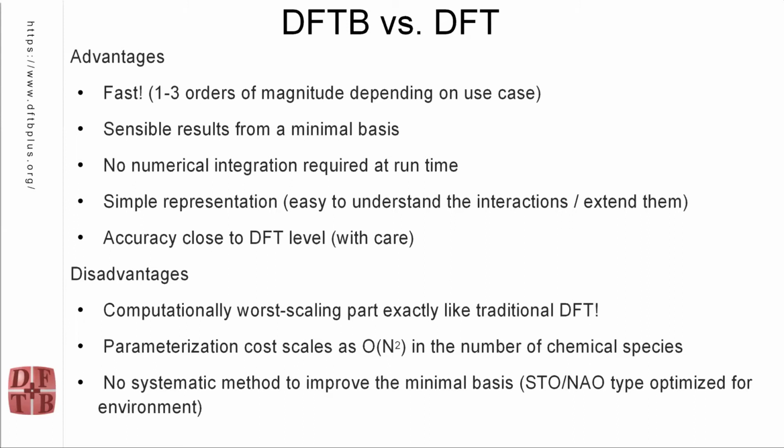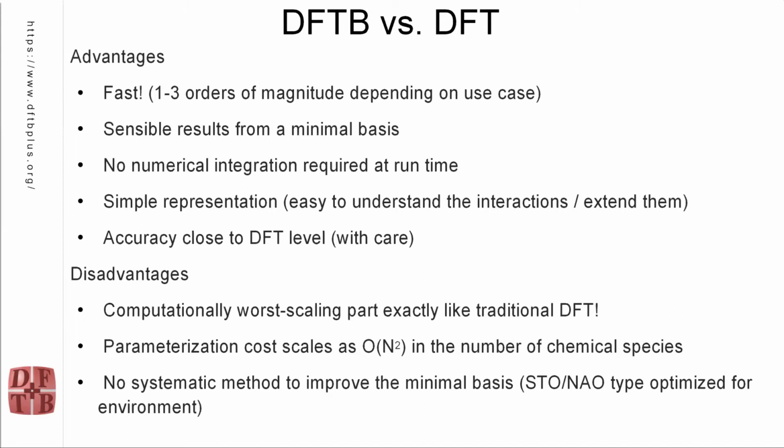Now, computationally, the worst scaling part of this thing is exactly like traditional DFT. There are some improvements in terms of numerical stability, that the condition numbers for the matrices and so on are a bit better. So there are some solvers which can make a little bit out of that. The bigger headache is the parameterization cost scales as the square of the number of chemical species. So there's quite a few people whose PhD basically consisted of getting a good parameterization working and then doing the science they wanted in the end of the PhD, because it can take quite a lot of time, especially if you've got multiple components in your system, to set these things up properly.